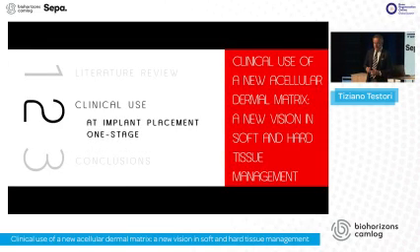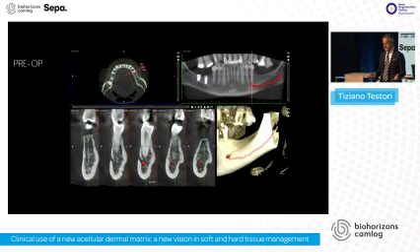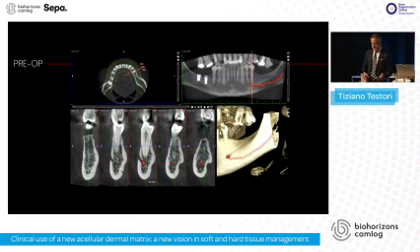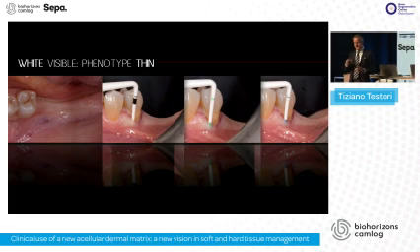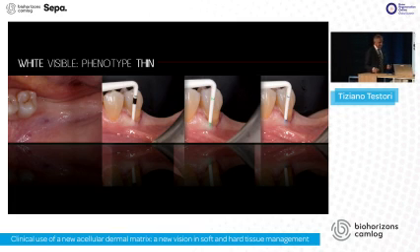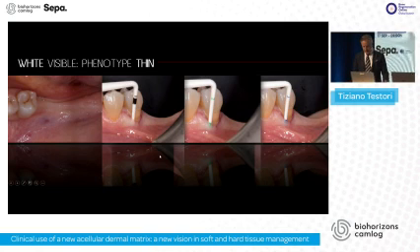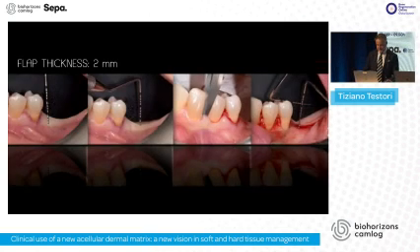So now, in the last 28 minutes left, let's go to the clinical use at implant stage. You can use it at implant placement in one stage. This is the clinical case we start with, very simple, easy, straightforward. The phenotype probe allows me to differentiate between thin, medium, and thick by the type of thickness that I have.